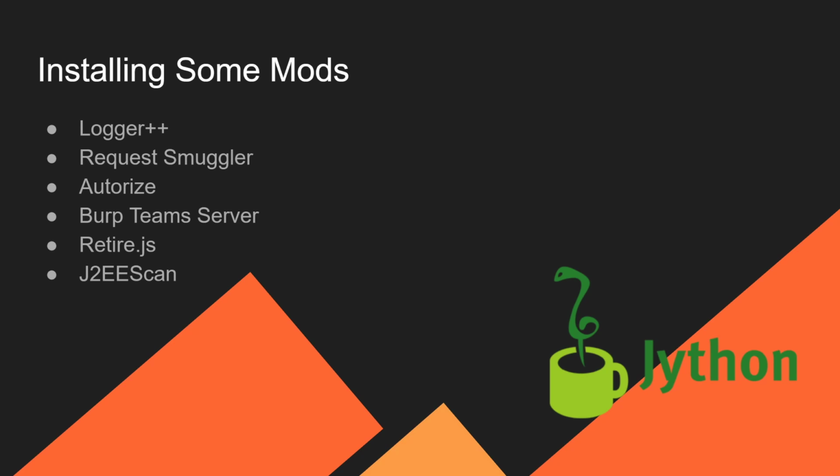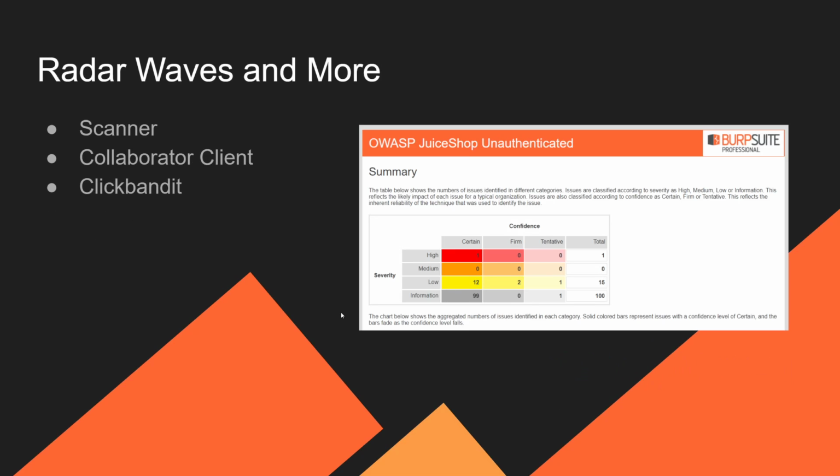Autorize, I mentioned this before. This is something that you can use to go through and check access violation issues. Burp's team server is so that you can do a collaborative pen test using a team server that is essentially a chat server that lets you interact with your teammates. Retire.js will go through and look for retired JavaScript libraries that have issues. And then there's a whole bunch of other extensions that you can get. Again, I do recommend grabbing the slides for this. I do have a link to that article in the notes.